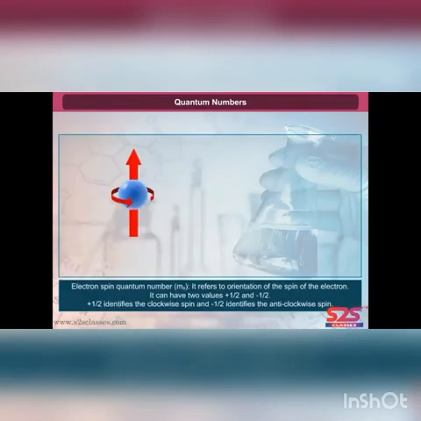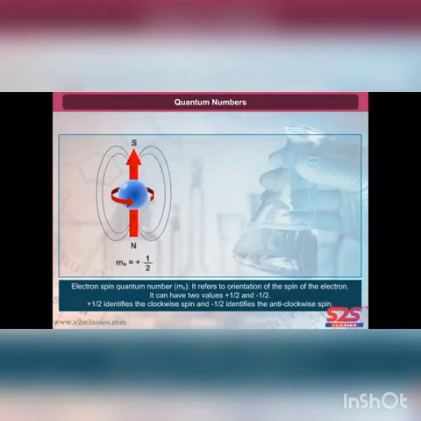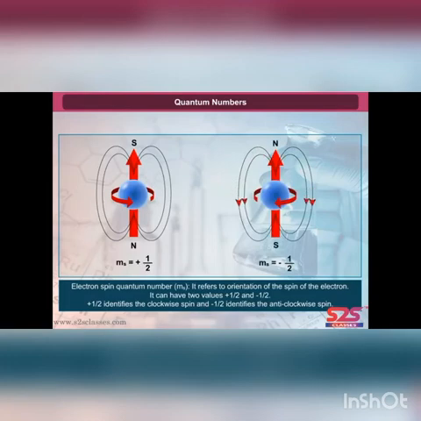Electron spin quantum number. It refers to the orientation of the spin of the electron. It can have 2 values, plus half and minus half. Plus half identifies the clockwise spin and minus half identifies the anti-clockwise spin.